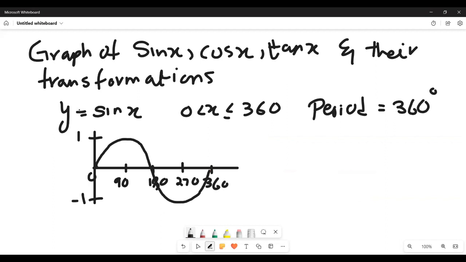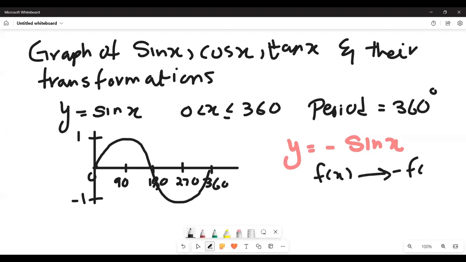Okay. Now, let's talk about the graph for y equals minus sin x. Now, if you remember from transformations, when f(x) becomes negative f(x), it's actually a reflection on the x-axis. So minus sin x is the reflection of the first graph. It's going to look like this.